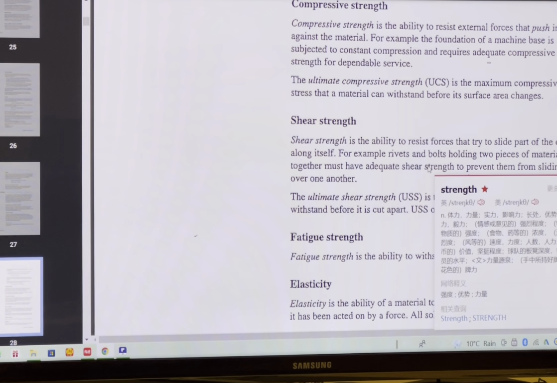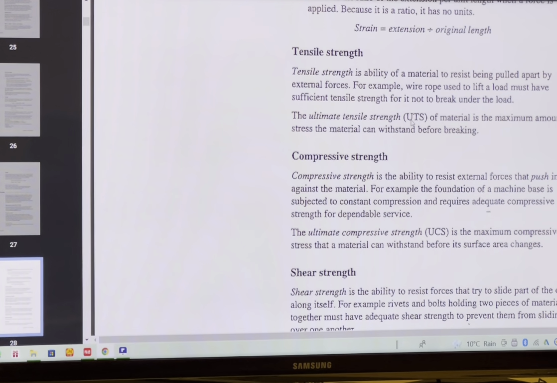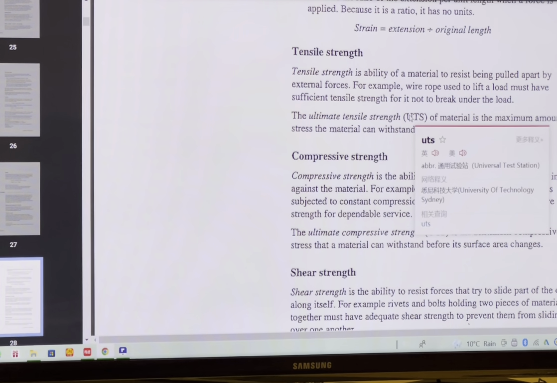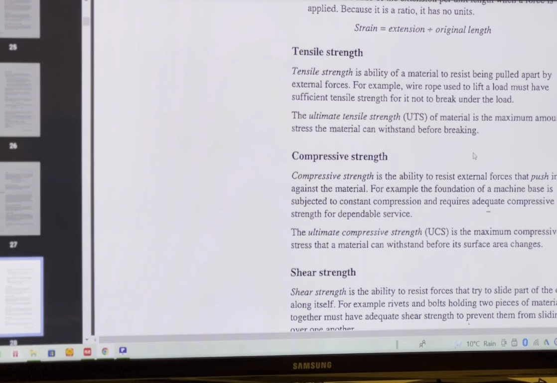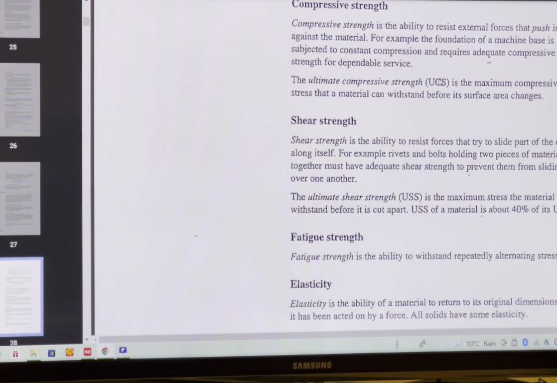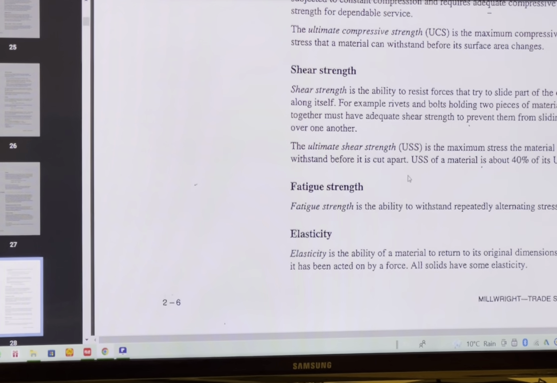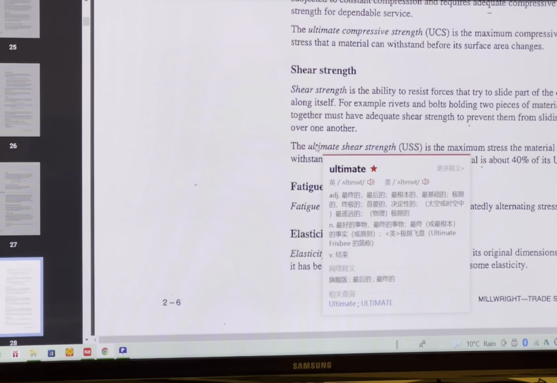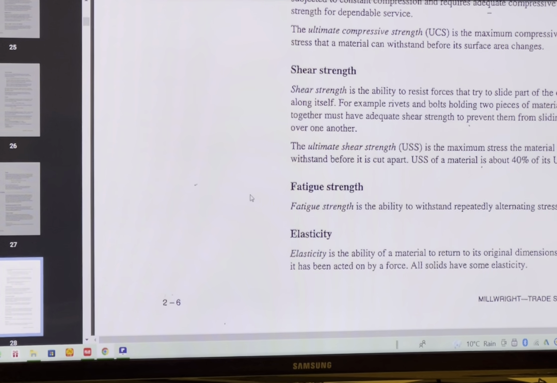Also strength. To sum up: UTS, UCS, USS. Everybody should remember these. Don't forget, it's easy to remember. To sum up, UTS means ultimate tensile stress. UCS means ultimate compressive stress. USS means ultimate shear stress.